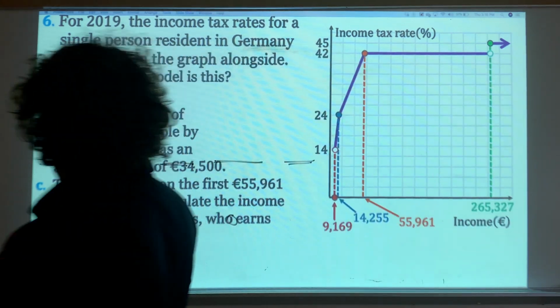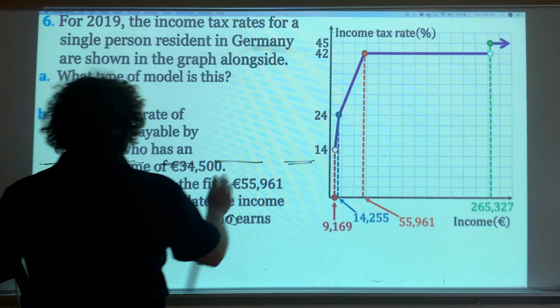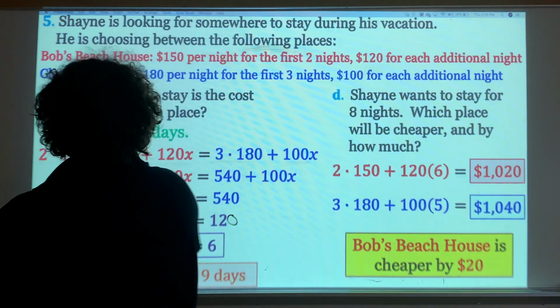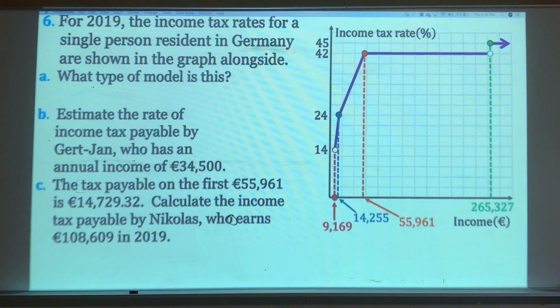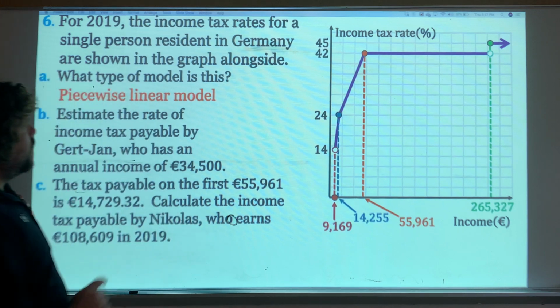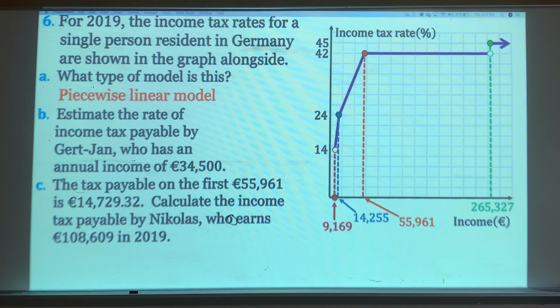All right. For 2019, the income tax rates for a single person resident in Germany are shown with the graph alongside. What type of model is this? That's pretty easy. What type of model you got going on there? Did you say a piecewise linear model? If you did, you are correct. Good. Next one. Estimate the rate payable.